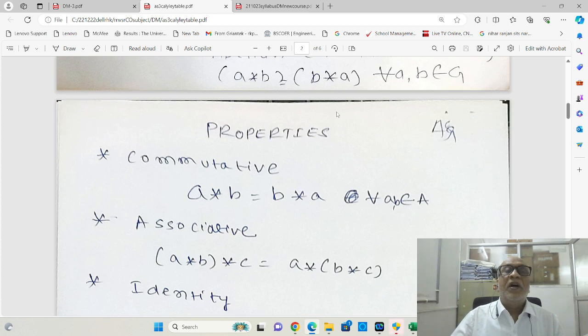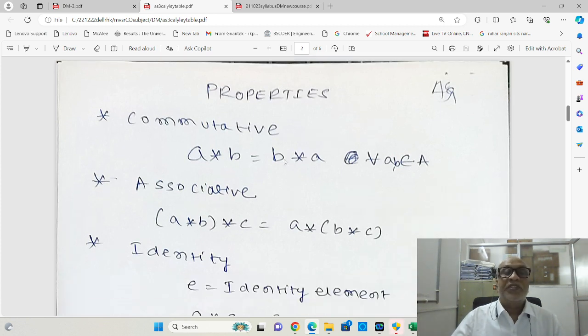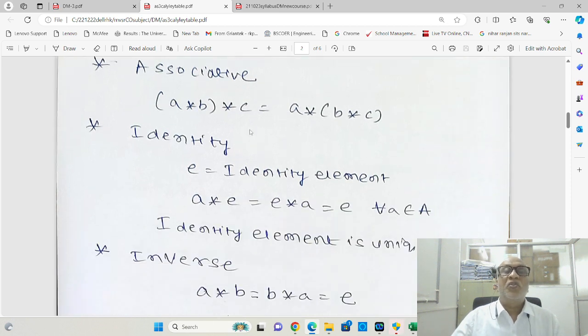Now, we have been referring to the properties. So, this is the commutative property. Say A binary operation B is equal to B binary operation A for all A, B belonging to A. This is the associative property. Even if we take this as multiplication, let us say A star B star C is equal to A star B star C. Identity.